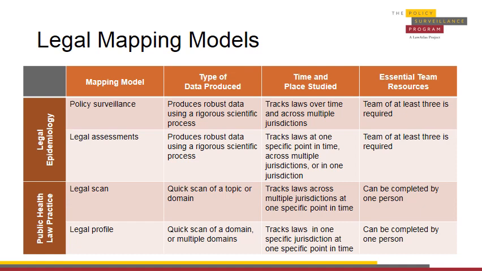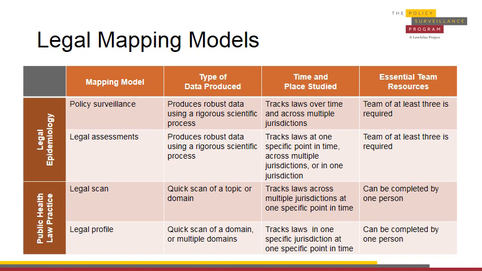Legal epidemiology includes two forms of legal mapping: policy surveillance and legal assessments. Policy surveillance produces robust data using a rigorous scientific process. It tracks laws over time and across multiple jurisdictions, and requires a team of at least 3 researchers in order to be completed because of the rigorous quality control measures that are implemented. Legal assessments are identical to policy surveillance projects, except that they track laws at one specific point in time instead of over time.